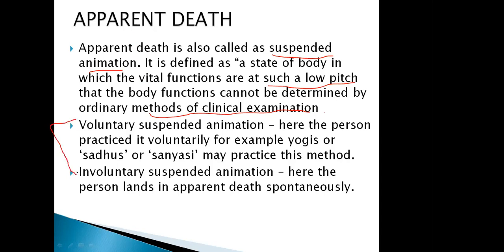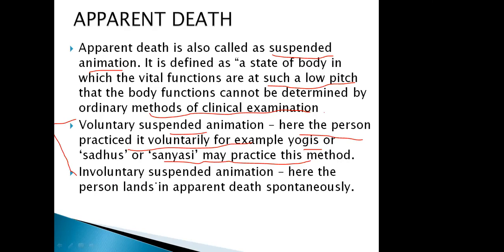It can be voluntary and involuntary. We have seen in our great samadhi, all those yogis and people, they go into suspended animation. Here the person practices it voluntarily. For example, yogis or sadhus or sannyasis practice this method. They can hold their breath at such a low pitch that whenever we auscultate, we cannot appreciate it. It's called voluntary suspended animation.